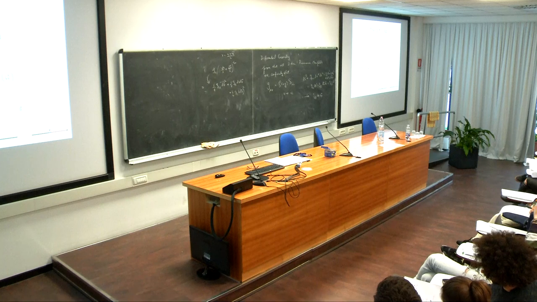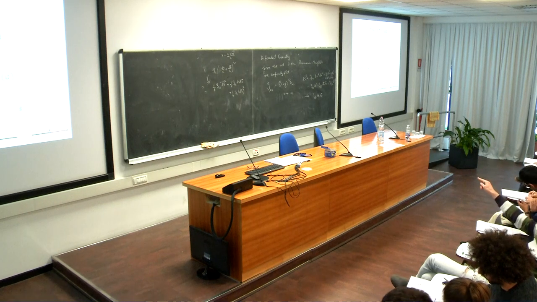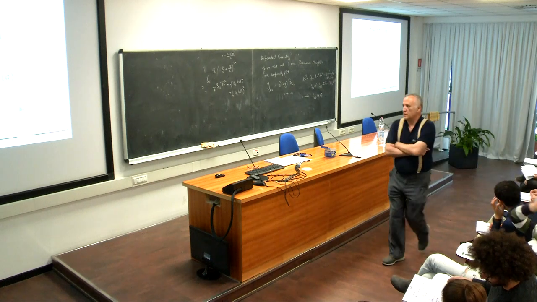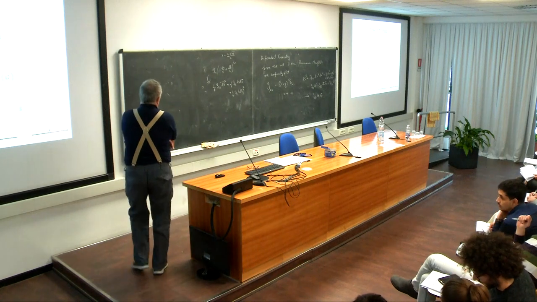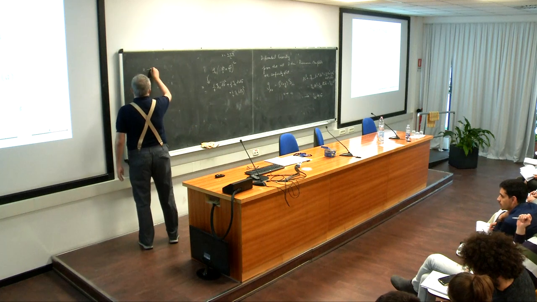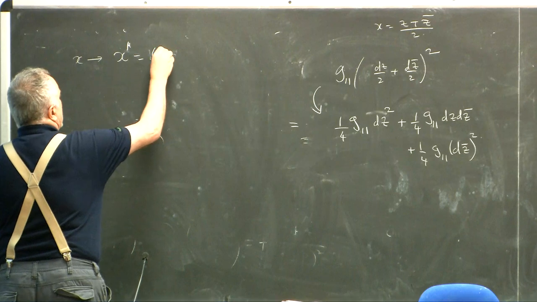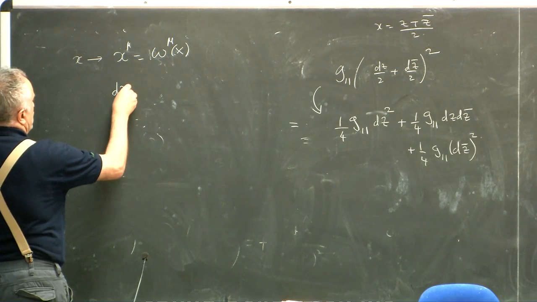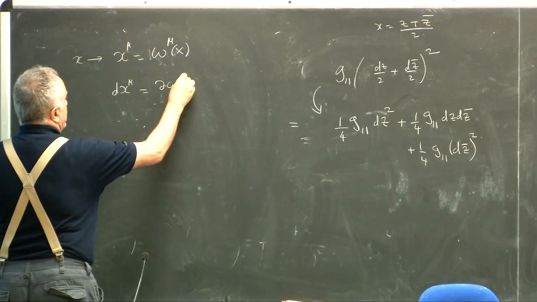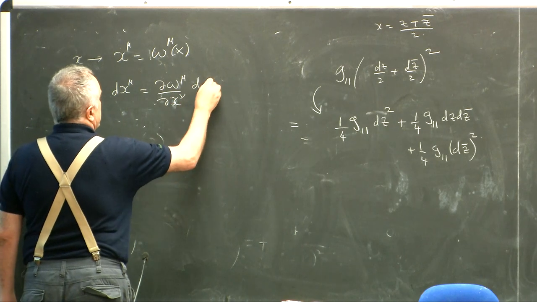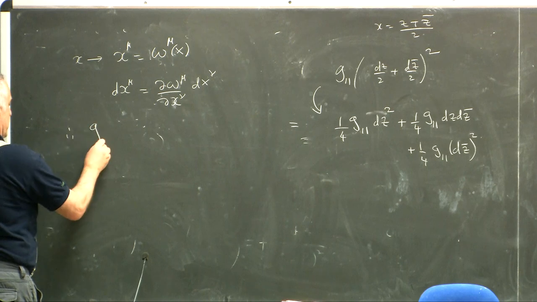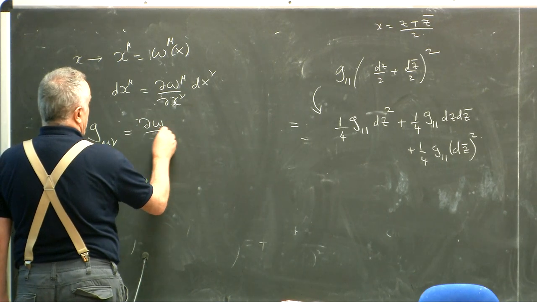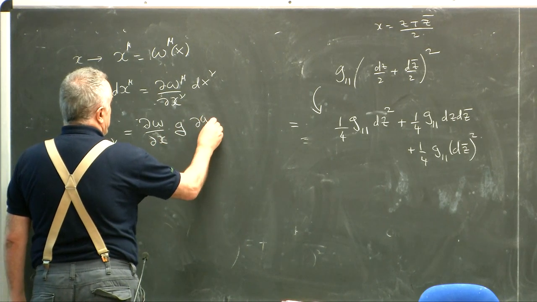You have to find a mapping which makes this combination g_zz equal to zero. Under conformal mapping, g maps like this. So there is a mapping, x goes to x mu, so dx mu will be dw mu over dx nu dx nu. Therefore g mu nu equals dw/dx g dw/dx.